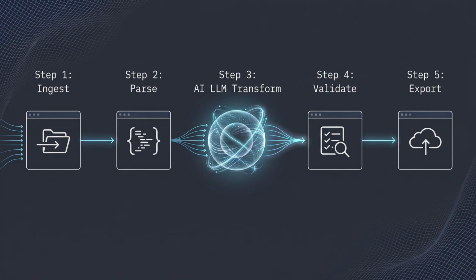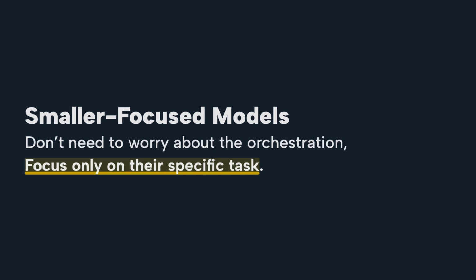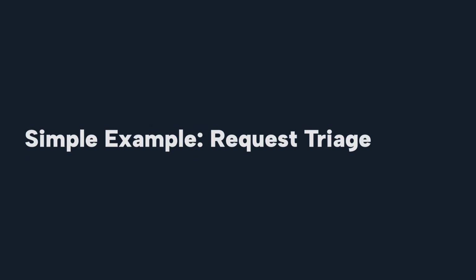And so the benefit, though, of doing this is that now you don't need a more powerful model. You can have smaller, more focused models because they don't need to worry about the whole orchestration of the flow. They just have to worry about their specific task, which is a much better way of running in that they can be faster, cheaper, and quite reliable in achieving that specific task. And you don't need to pay the frontier model cost at that point.